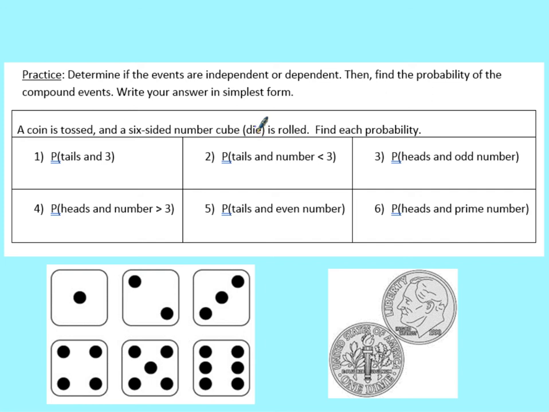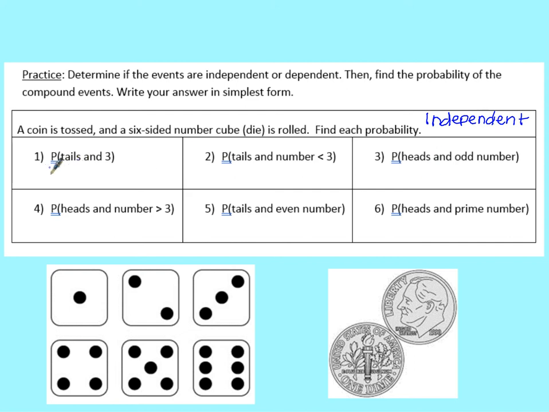When you flip a coin and then roll a die, those are 2 independent events. So this is going to be independent. That means that when I roll the die, it's not going to affect my chances of getting a heads or a tails on the coin when I'm flipping that afterwards.